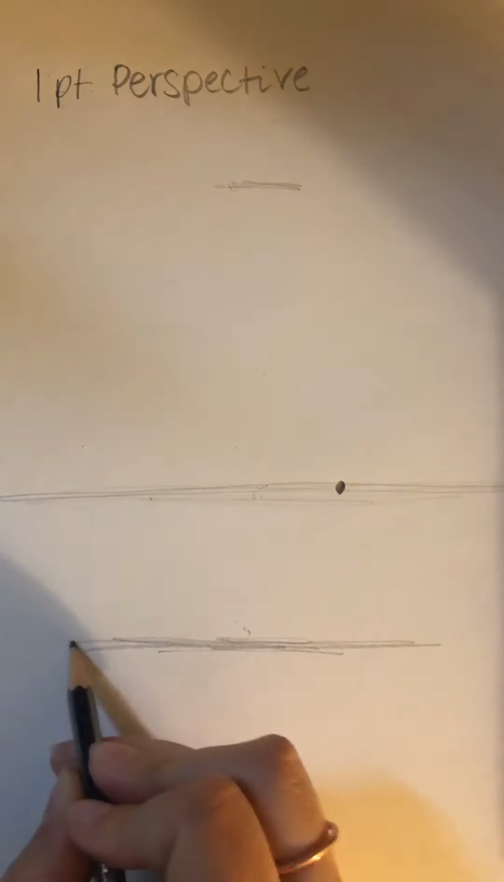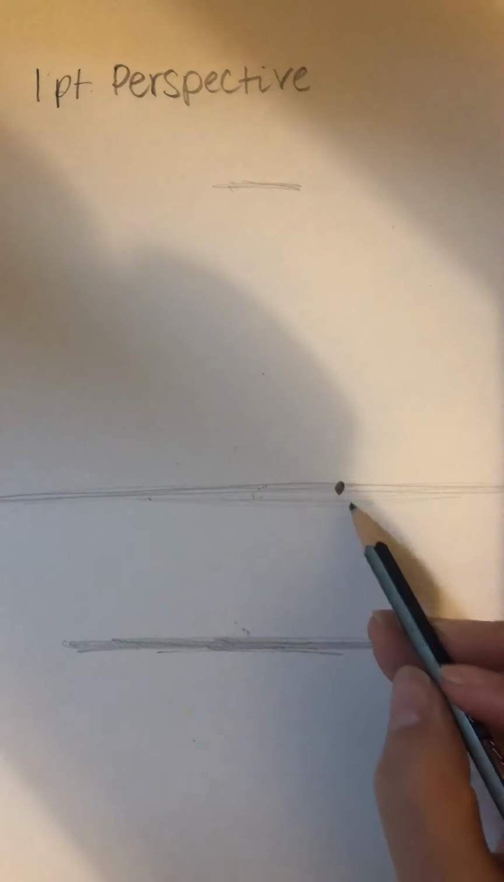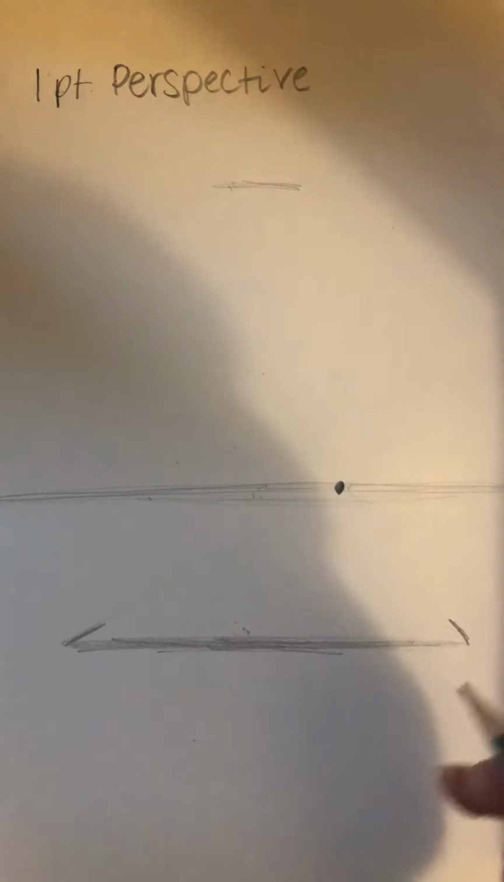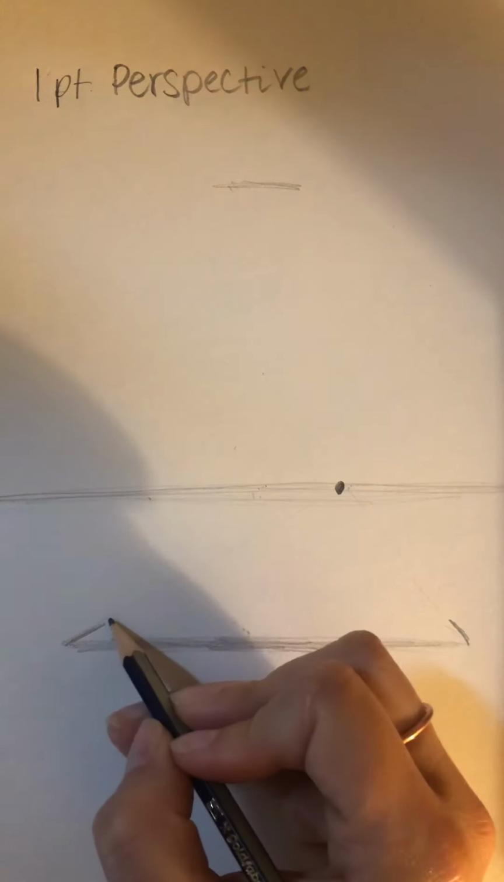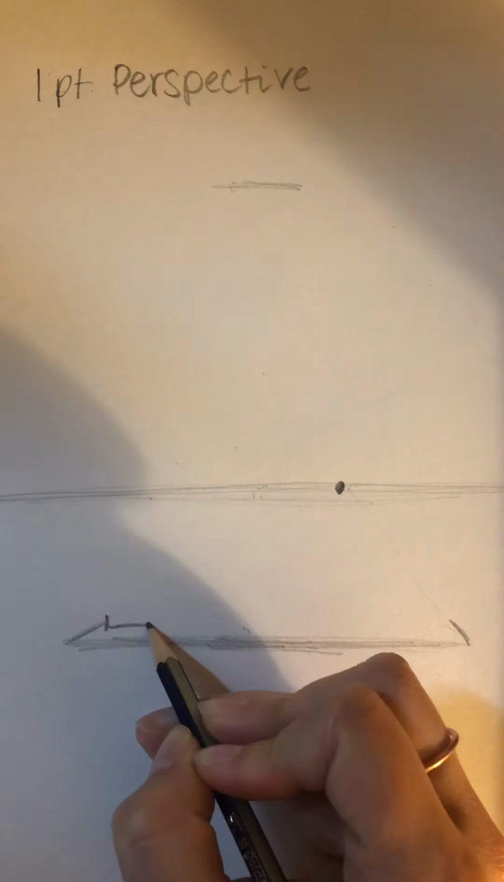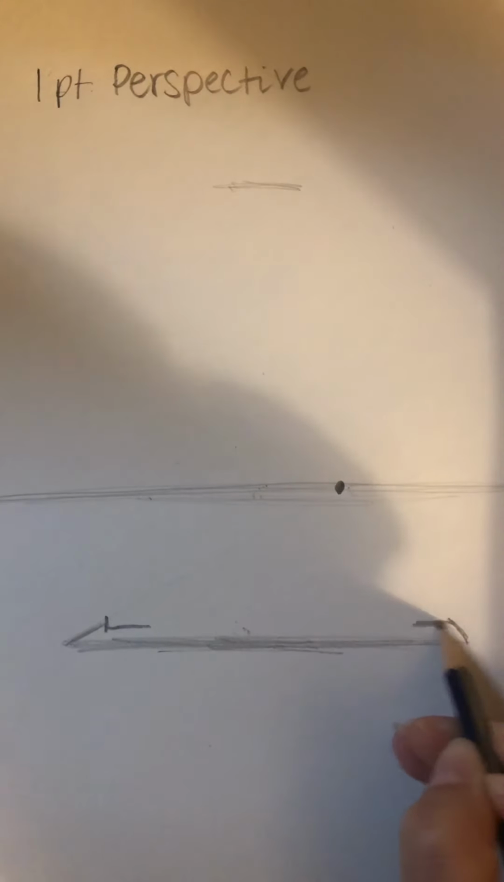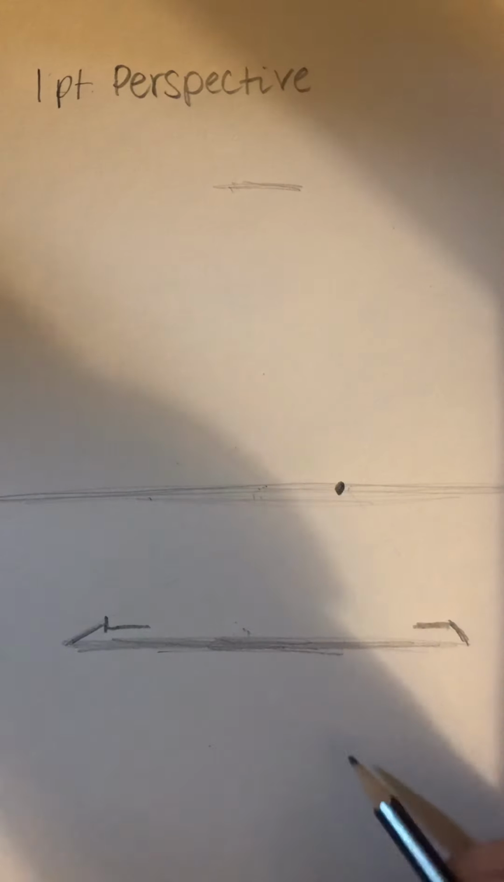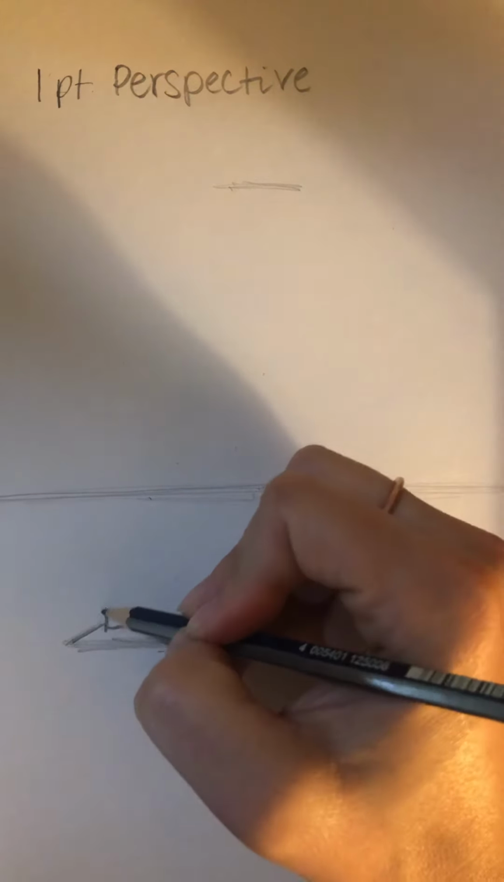Now, most windows have moldings. Where I live is kind of an older building, so it has lots of moldings. So what you do is you connect the lines to the vanishing point to create the depth, okay? So we have these lines that go to the vanishing point, and then we have vertical lines that go straight up.